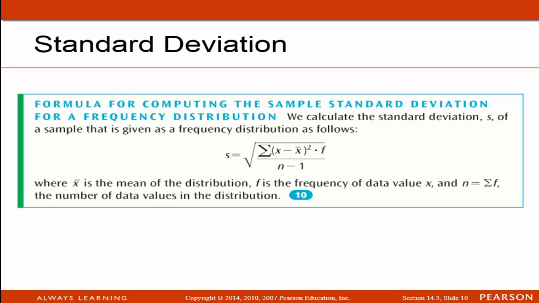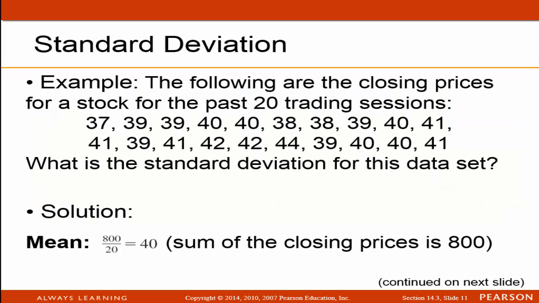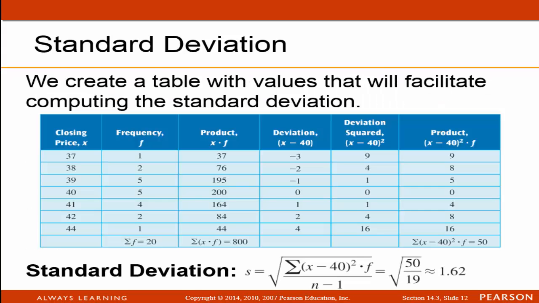Again, x bar is the mean of the distribution, f is the frequency of the data value for each particular x, and n is equal to the summation of the frequencies, or the number of data values in the distribution. So here's another example. The following are closing prices for a stock for the past 20 trading sessions. What is the standard deviation for this data set? The first thing we do is find the mean. The mean is 40 for this particular data set.